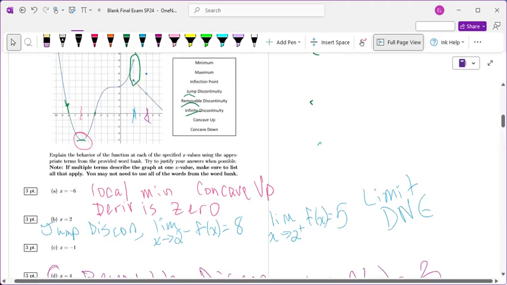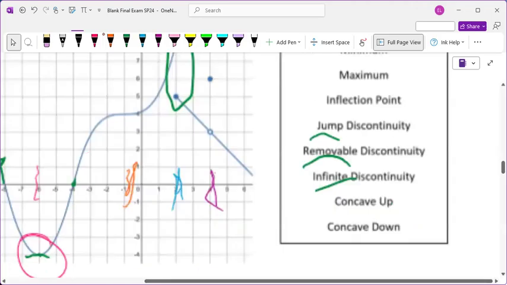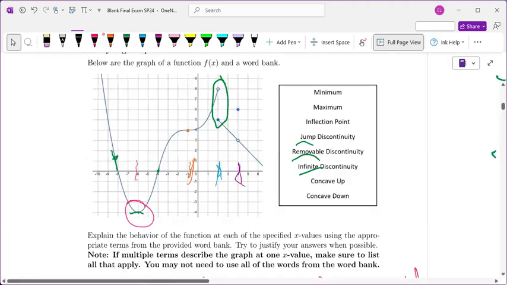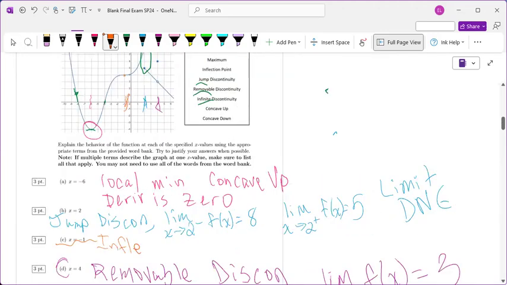And then x equals -1 here is right here. Zoom in. That is an inflection point. So the derivative there is 0. That's a concavity change where it flattens out.